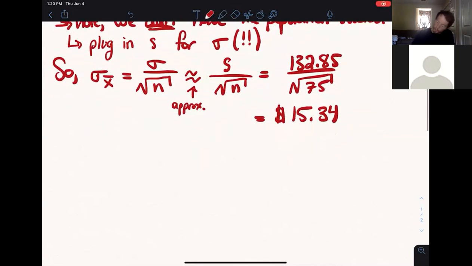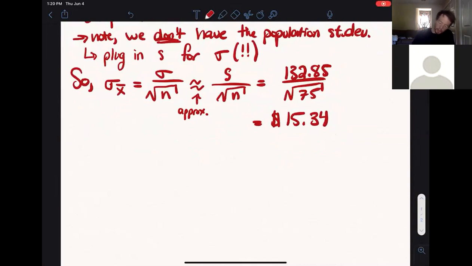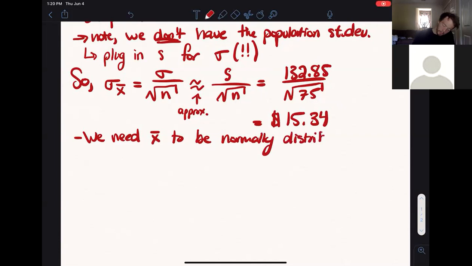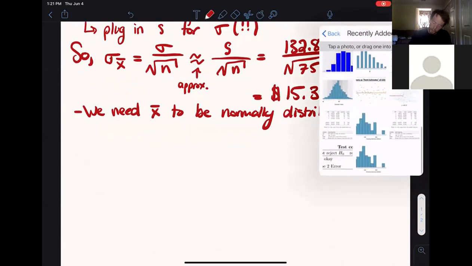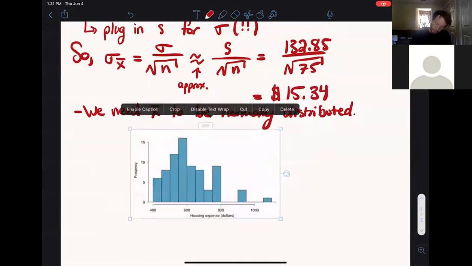Okay? So we want to make a hypothesis test. And to do a hypothesis test, we need X bar to be normally distributed. Because what we want to do is make that confidence interval, right? And then use the confidence interval to perform a hypothesis test. But yet again, as I've mentioned a few times now, if we want to do a confidence interval, we need to first know that X bar is normally distributed. So let's assess whether or not it is. Let's look at the data. So this is our data.